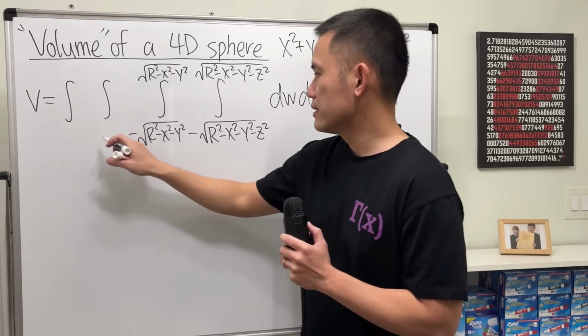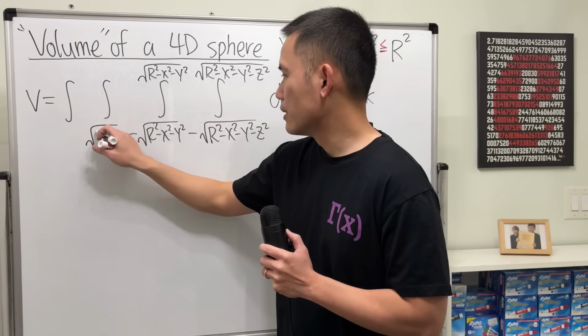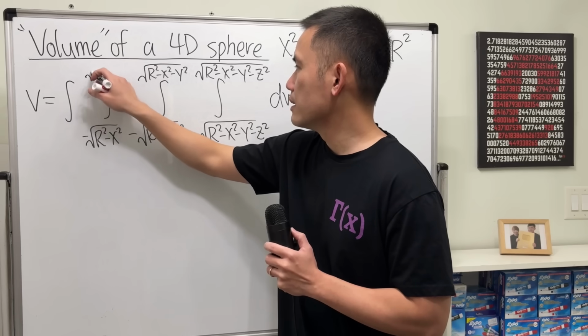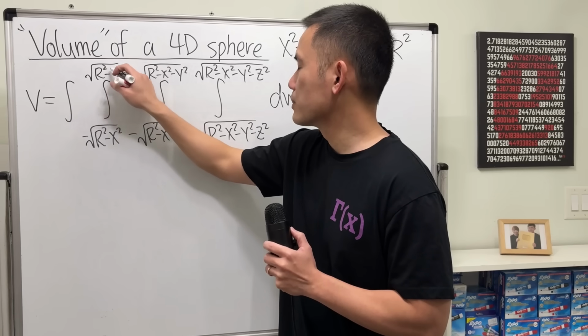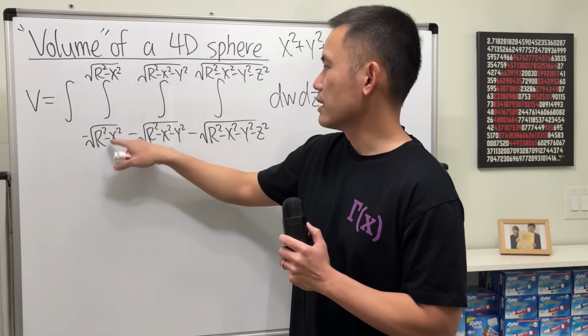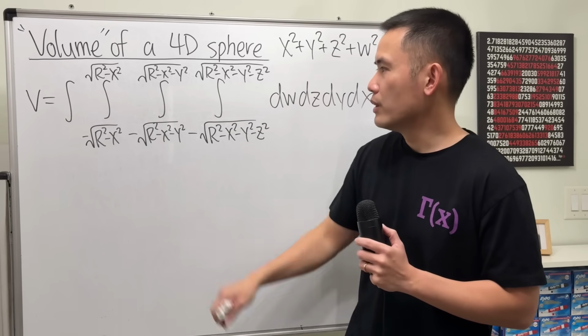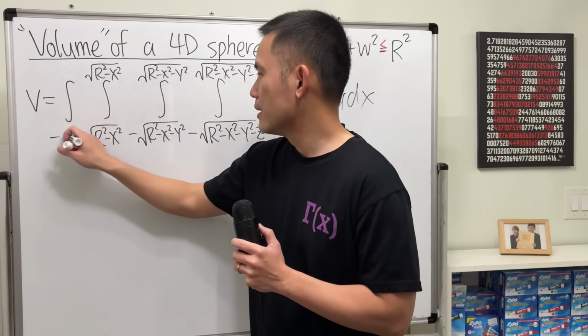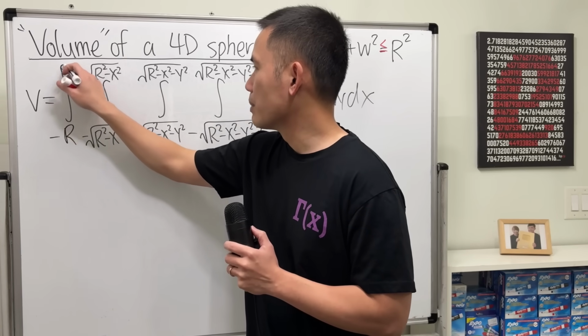And then, you guessed it, this is just the square root of R squared minus x squared with a minus, and then this right here, the positive square root. You can recognize that this right here will give you a circle, and this right here gives you a regular sphere. And lastly, negative R to positive R.